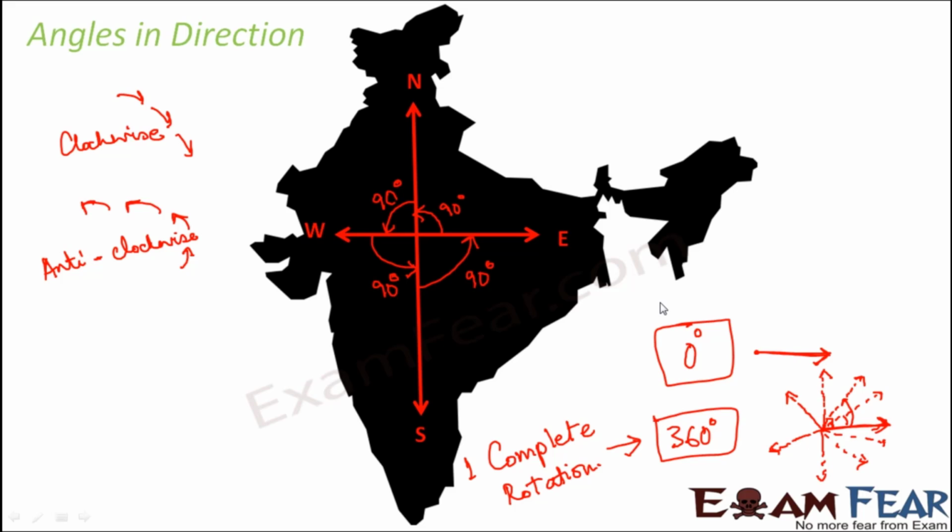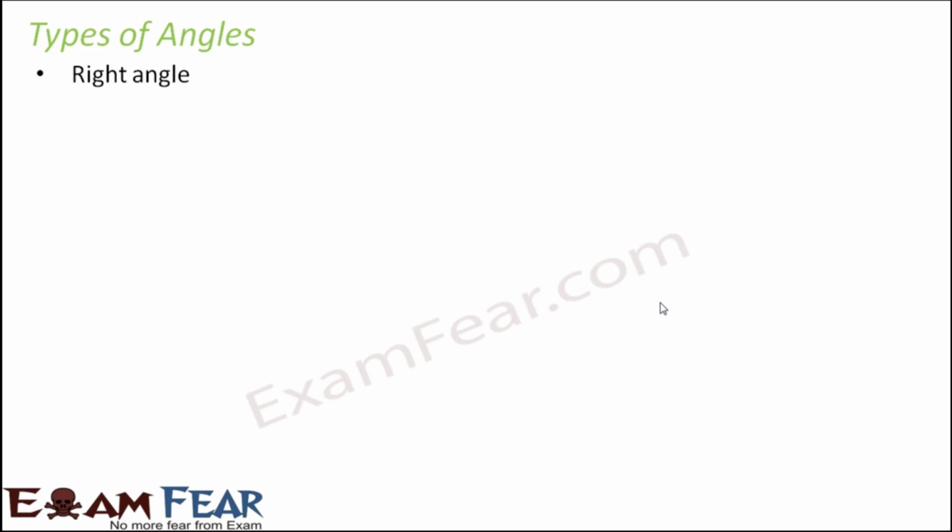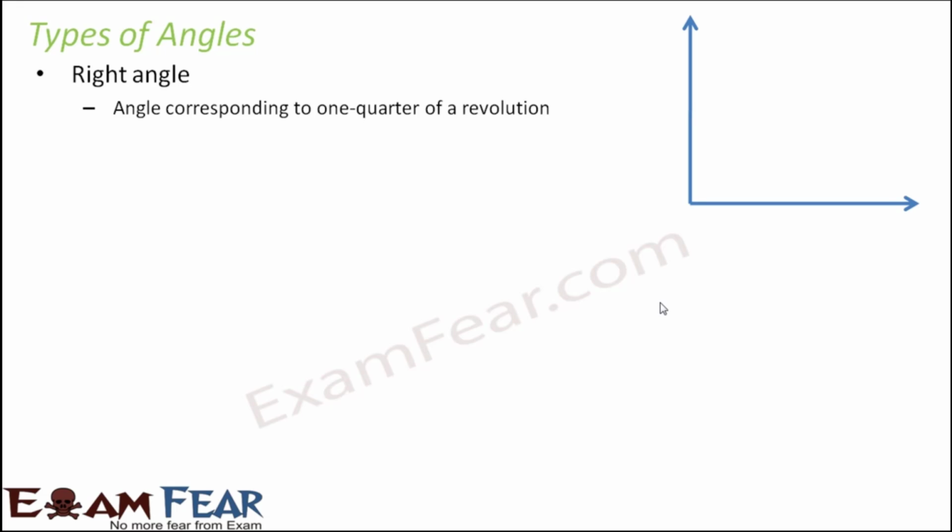Now the next question is, between 0 degree and 360 degree, there could be many different angles. And in order to keep our study simpler, we have assigned different names to different categories of angles. Right angle. This is a name given to the angle 90 degrees. Whenever the angle between two rays is 90 degree, we call it a right angle.